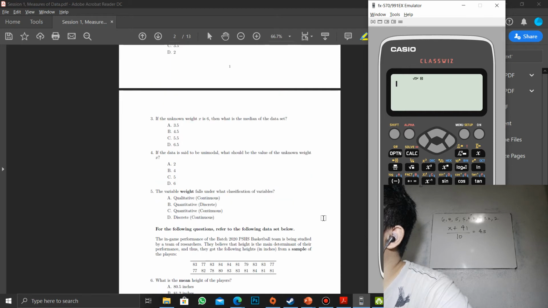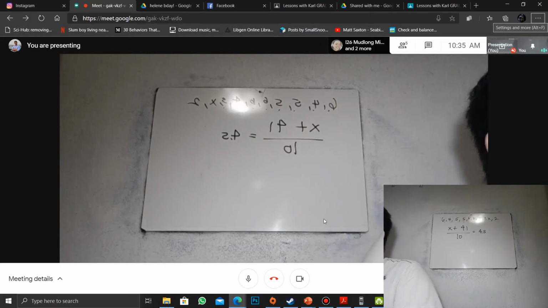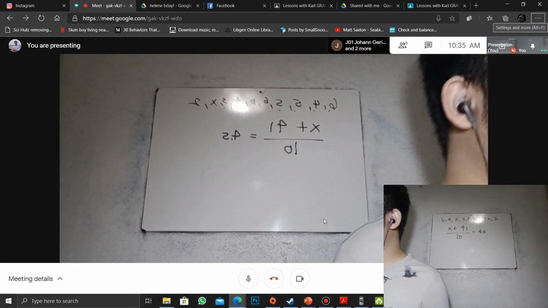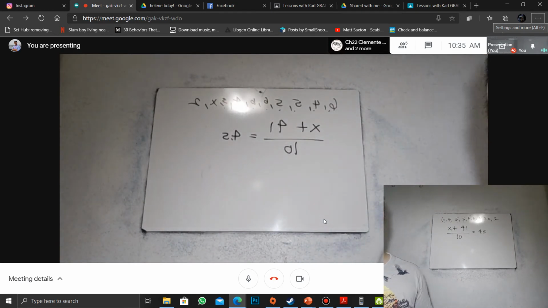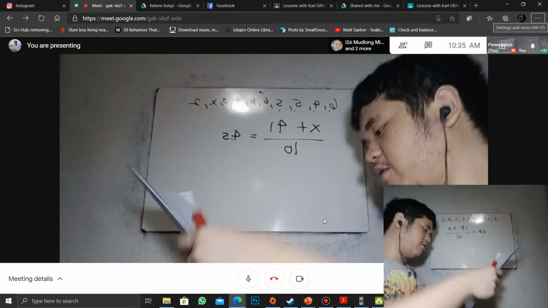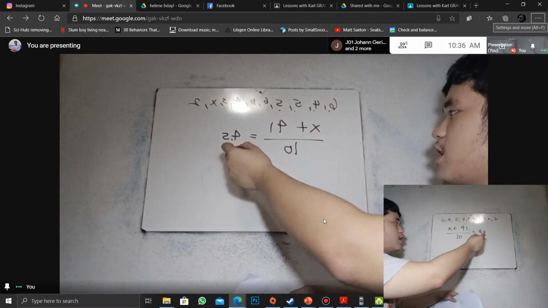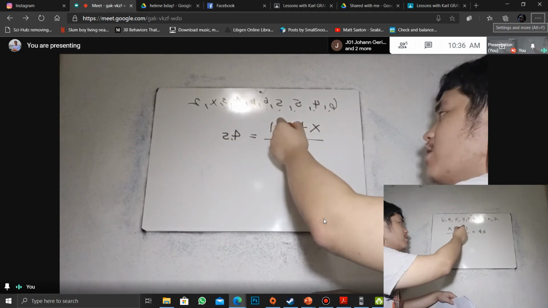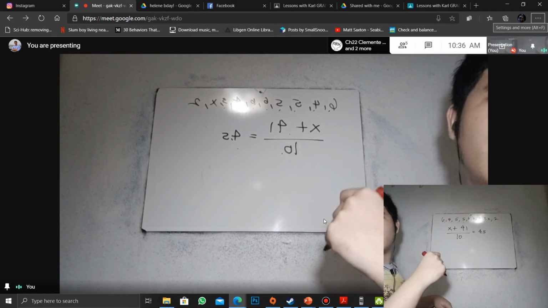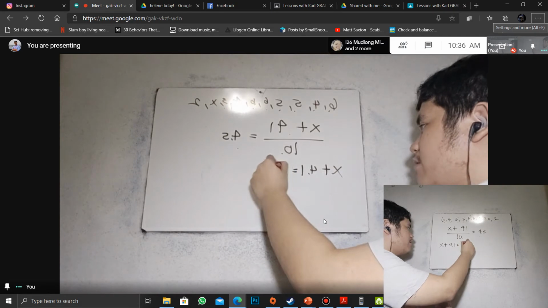O sige guys, ito na. Discuss ko muna yung 2 to 5. Ito na, naayos ko na yung camera ko. Tuloy ko lang, listen na lang muna sa whiteboard para it can help you rin sa future items na ganito. Sige, for number 2, if the mean of the data is 4.5, what will be the value of the unknown weight x? Add all the terms, divide by 10, dapat equal siya sa 4.5. Solving this equation, we have x plus 41 over 10, equals 4.5, so x plus 4.1 equals 4.5 times 10.